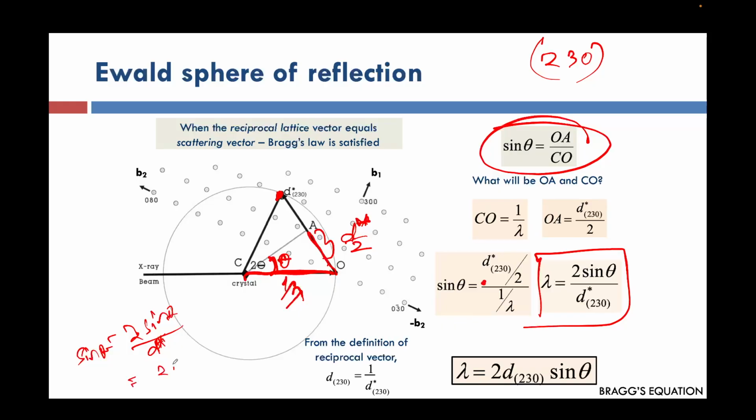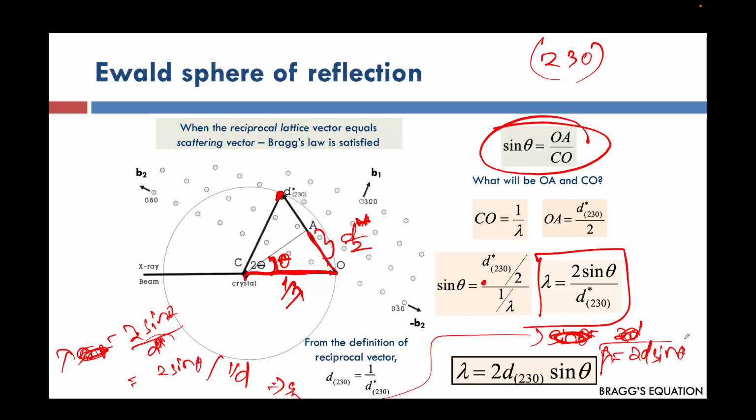So if I put 2 sine theta divided by this d star, and put 1 by d, then what will I get? Sorry, here I will get lambda is equal to 2d sine theta, and this is the condition of diffraction, which has been given by Bragg.